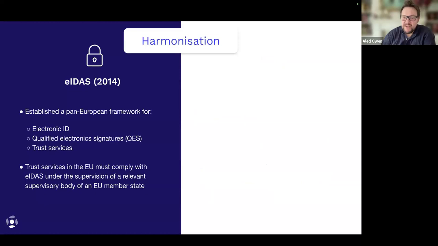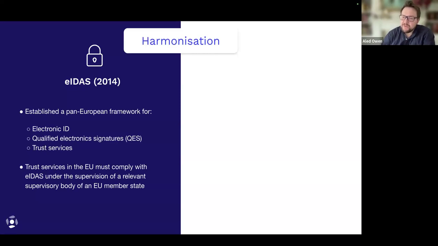And it established the regulation by which a trust service may provide authentication and preservation of created electronic signatures, certificates, and seals. Now, trust services in the EU must comply with the eIDAS as an EU registered entity under the supervision of a relevant supervisory body of an EU member state.